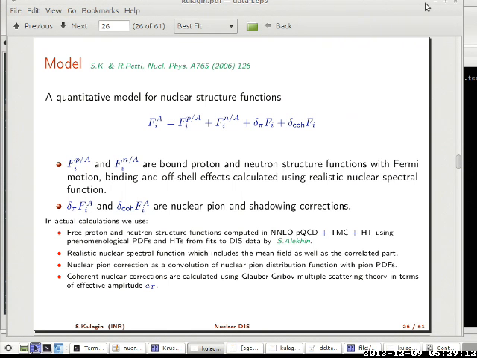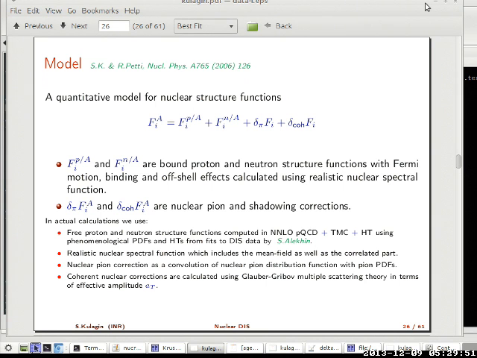the Alekhin PDFs with his extraction of higher twists, and also the target mass corrections. So target mass corrections are a kind of important correction if Q square is not large, and also at large x it's important to take it into account. So the spectral function I have already discussed. There are nuclear pion corrections.